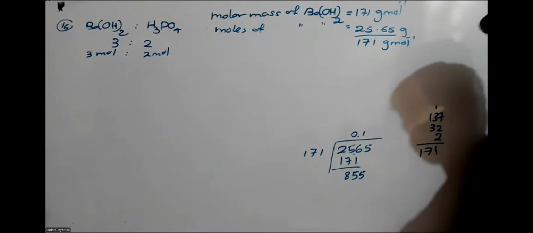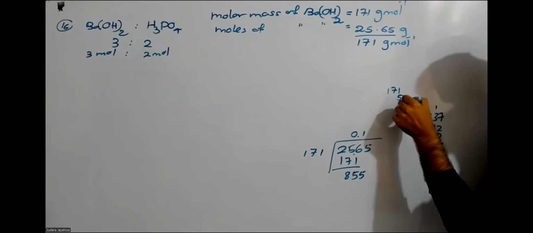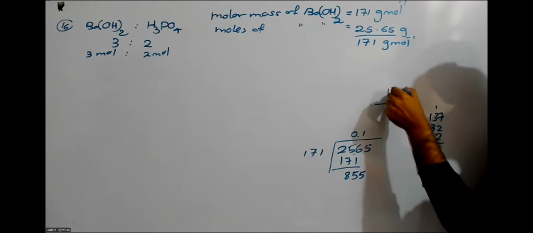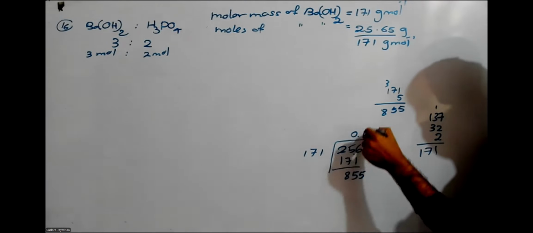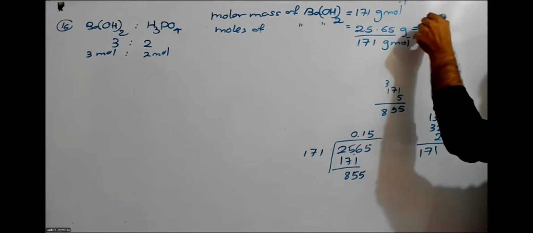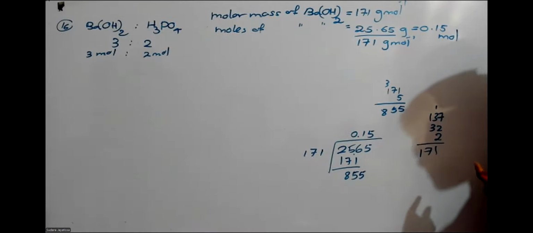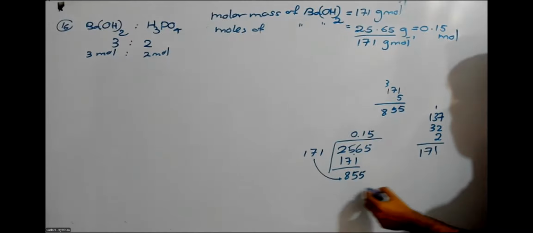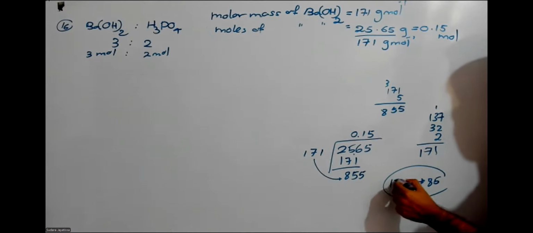Now let's see, 171 times 5. Let's take a guess and see. It comes to 0.15. So you have 0.15 moles. I made it a little bit difficult with the simplification, but still you can manage, right? Take a guess and see, because I know 17 times 5 is 85. That's what I used here.